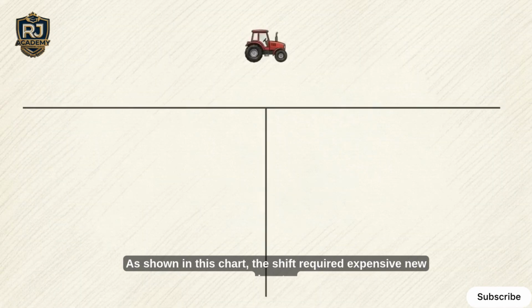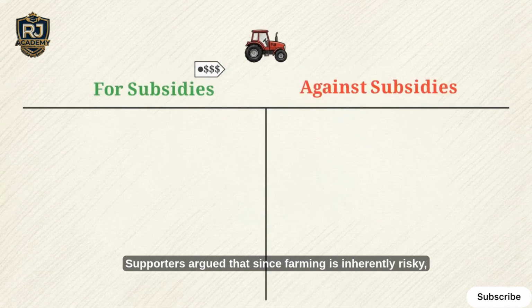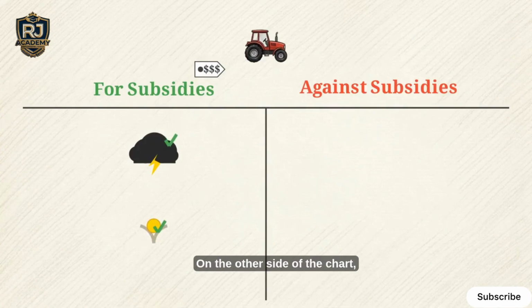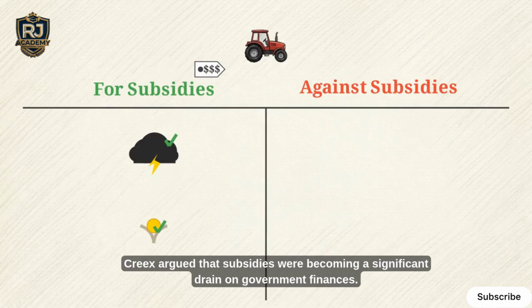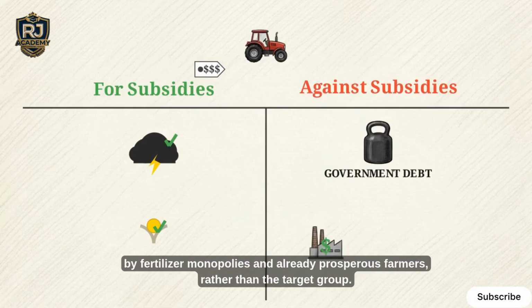By the 1960s, the Green Revolution introduced high-yielding variety seeds. This technological shift led to a sudden spike in the production of staples like wheat and rice. As shown in this chart, the shift required expensive new inputs, leading to a foundational debate over subsidies. Supporters argued that since farming is inherently risky, poor farmers needed state financial help to adopt these new technologies.